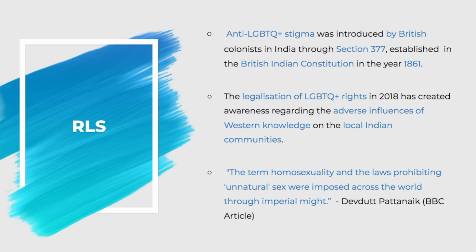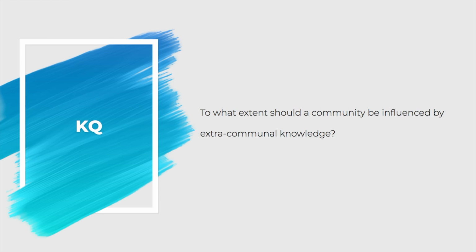In the BBC article, which is our RLS, the Indian mythologist Devdutt Patnaik says that the term homosexuality and the laws prohibiting unnatural sex were imposed across the world through imperial might. Stemming from this RLS is our knowledge question. To what extent should a community be influenced by extra-communal knowledge influences?